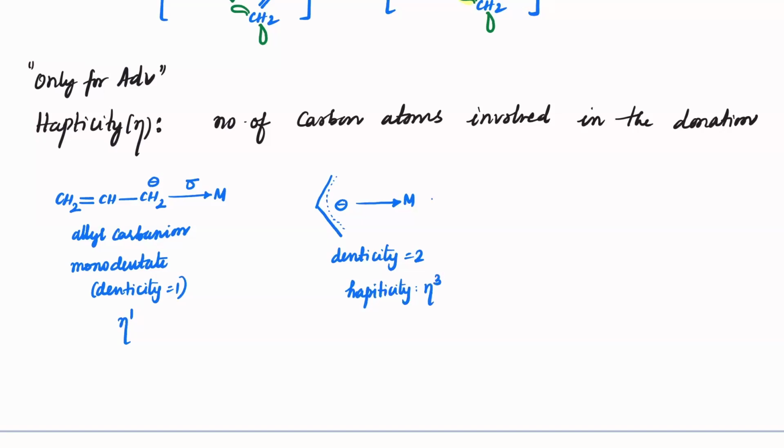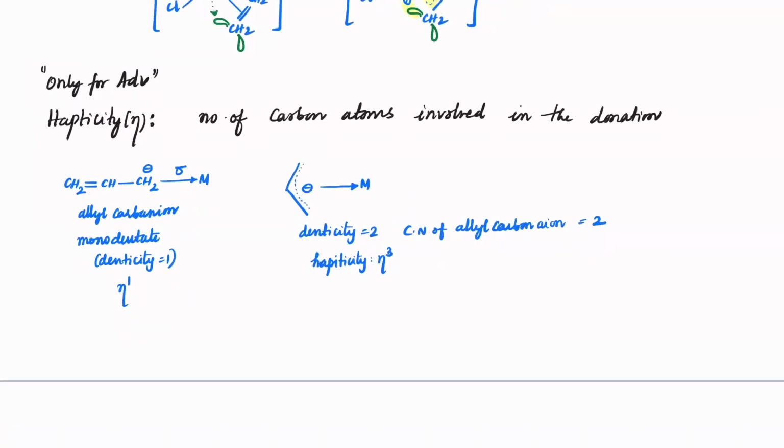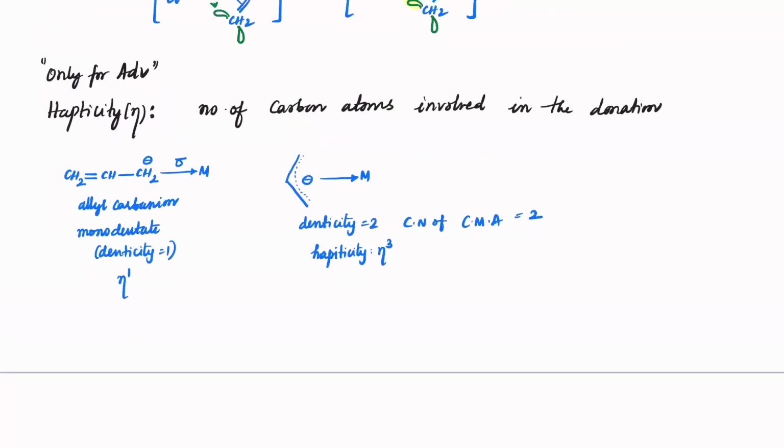And the coordination number of allyl carbanion in this case is 2 because it is donating 2 pairs of electrons to the metal. Okay, sorry, the coordination number of the CMA, not anion, CMA, central metal atom, is 2 in this case. Got it? This is what is meant by hapticity.